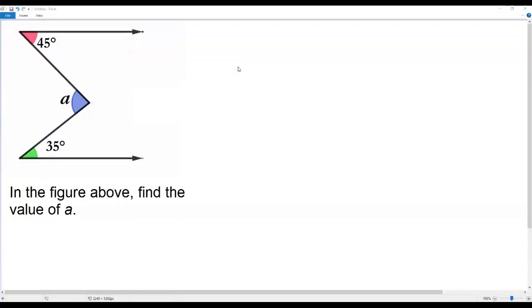Here we have a geometry problem. We have to find the value of A in the given figure. Also, when I look at the figure, I have markings on the two lines over here. So what do these two markings indicate? The two markings indicate that the line over here and the line over here are parallel.